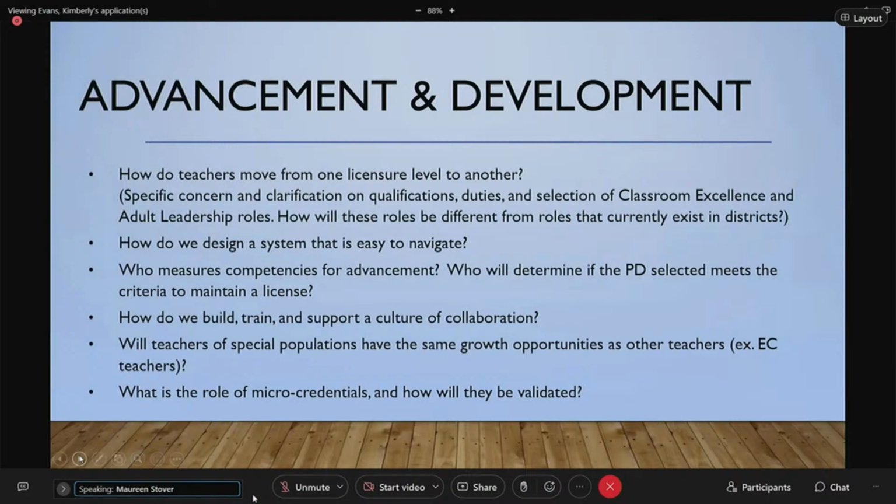Will teachers of special populations have the same growth opportunities as other teachers? An example here would be the EC teachers, because we have a smaller number of EC teachers than we have of the core content or other types of teachers. There was a concern from the EC teachers that they would not have the same growth opportunities that other teachers may have. And so we want to make sure that we're thinking about that as we're developing our portion of the model. And what is the role of micro-credentials and how will they be validated? Next slide, please.